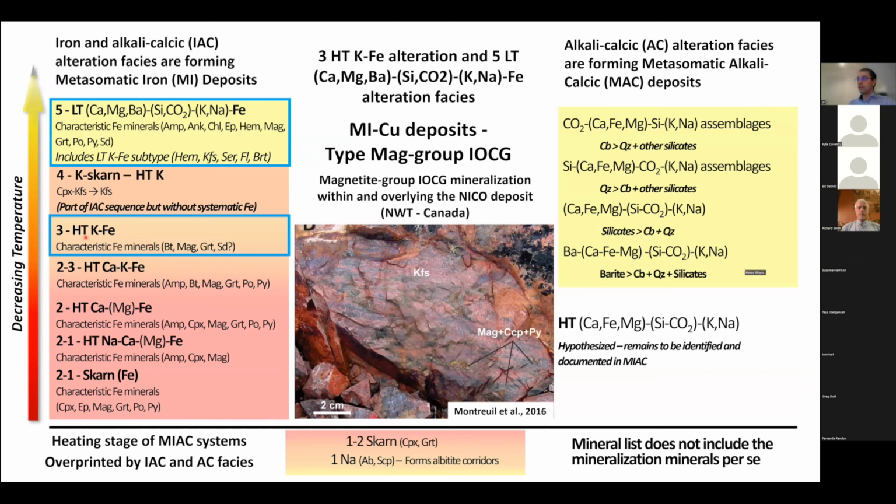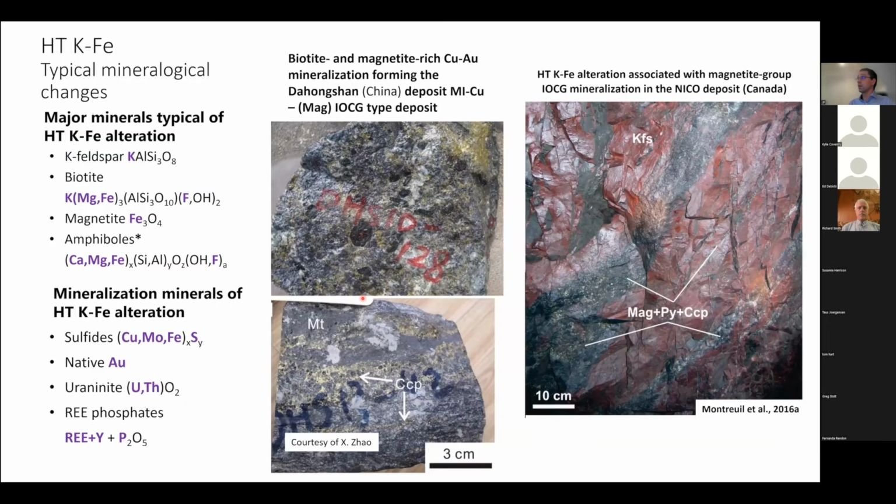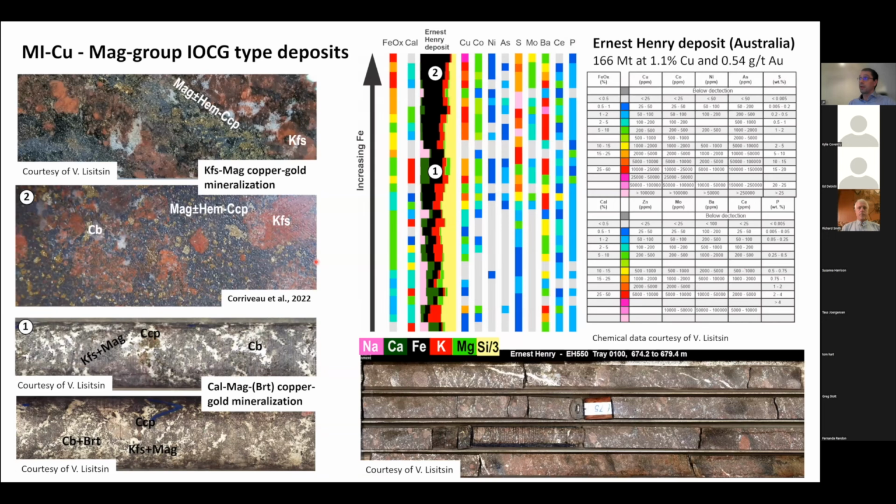Moving to the high temperature alteration facies and low temperature alteration facies, this is when we start to see copper coming into the mineralized system and start forming IOCG mineralization, but also other types of copper-rich mineralization like iron sulfide copper gold, for example. If we look at magnetite group IOCG deposits, here is an example from the Ernest Henry deposit, where we have this special association with magnetite, K-feldspar, and the deposition of copper sulfides.